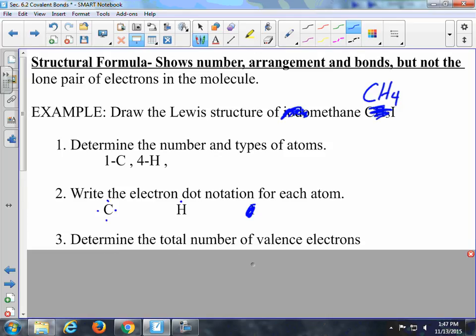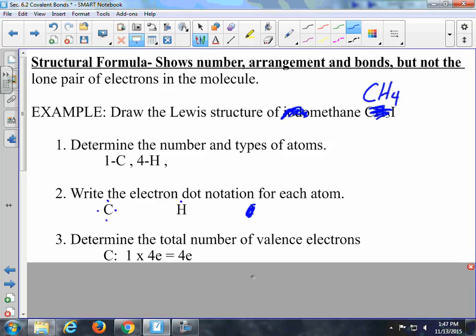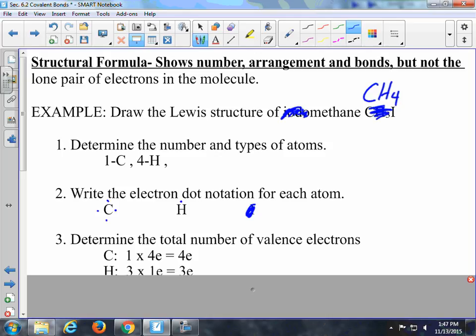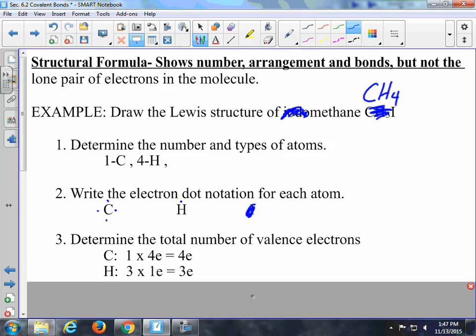Step 3. And step 3 really has to do with guess and check. We're going to determine the total number of valence electrons that we have to deal with in this system. So when we're done, our number matches. Well, we have 1 carbon, and carbon has 4 electrons. 1 times 4 is 4. Hydrogen, how many hydrogens do we have? 4 times 1. So we have 4 electrons. What's the total number of electrons that we have in this system? 8. So when we are done drawing our Lewis dot structure, we have to make sure that we are accountable for 8 electrons.